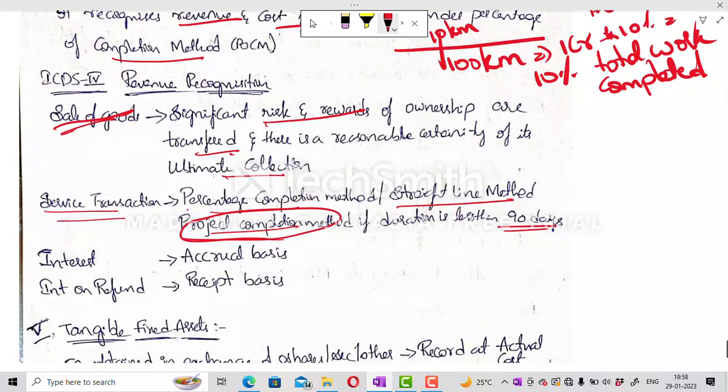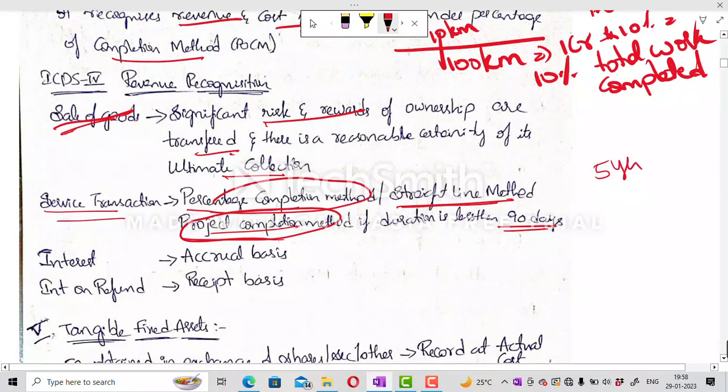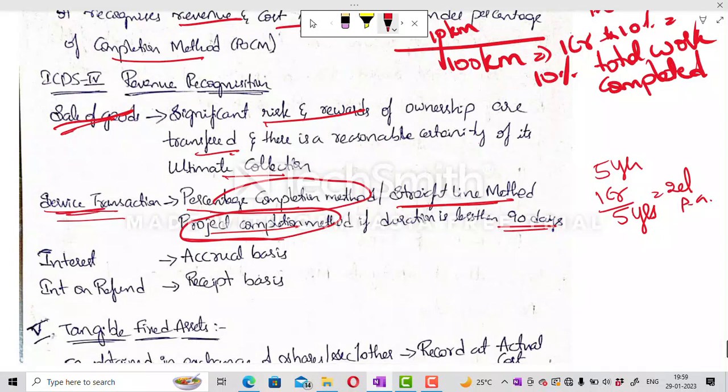What is meant by percentage of completion method? We have discussed that already. What is meant by straight line method? If it is for 5 years, 1 crore of income should be recognized over the 5 years in a straight line, which means 20 lakhs per annum. Like this, in case of service transactions. In case of interest, we should recognize on accrual basis, but if it is interest on refund, we need to recognize it on receipt basis.